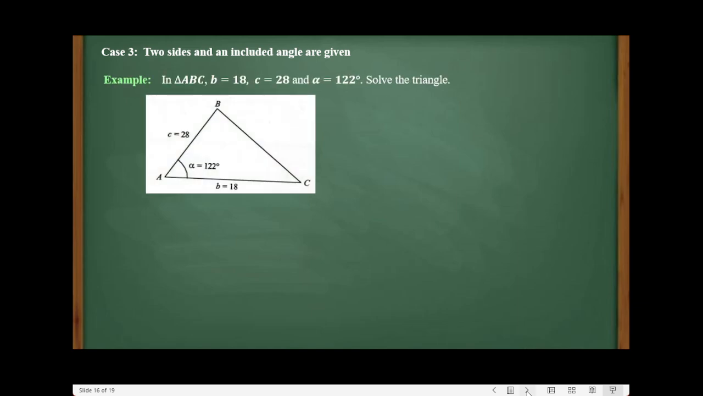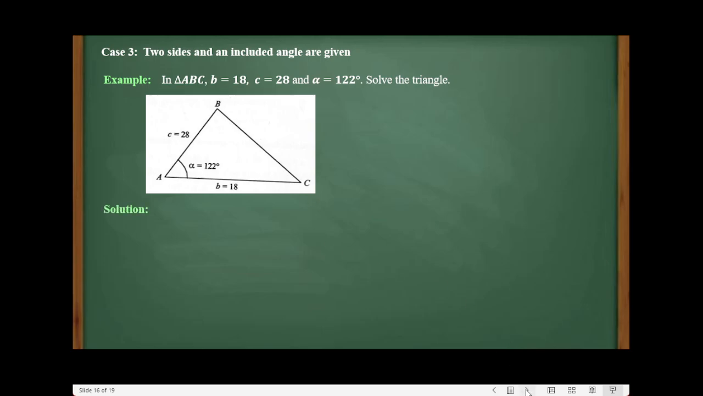Now let us have some examples. Suppose we have this oblique triangle. Now, obviously, there are three given parts. The two sides having a length of 28 and 18, and the angle formed by these two given sides, which is the included angle, denoted by alpha, whose measure is 122 degrees. So we're going to solve this oblique triangle, meaning we need to determine the measure of its remaining parts. And what are these remaining parts? Angle B, angle C, and this included side.